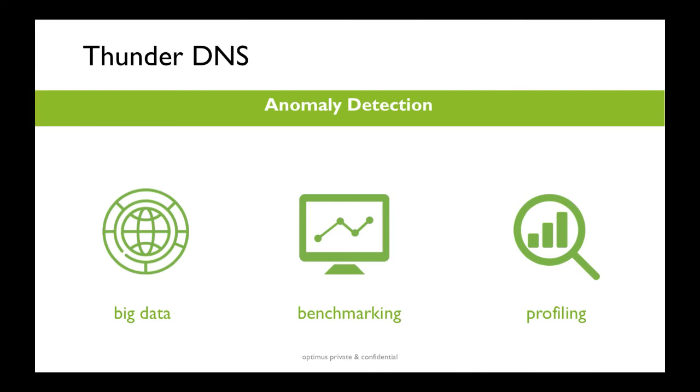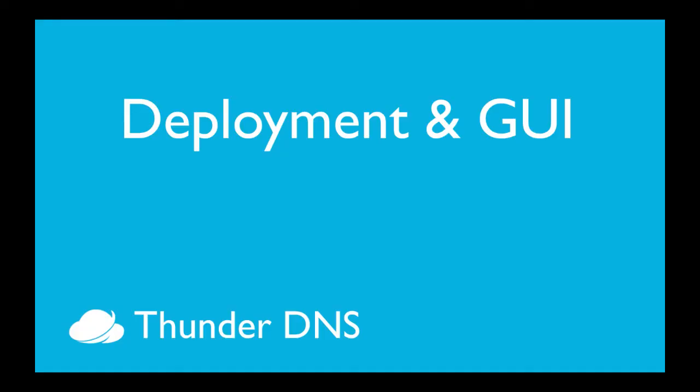We combine threat signatures from anomaly detection with other threat signatures we've obtained from external sources. Thunder DNS pushes updates to each server automatically. Auto updates ensure that each server has the latest threat signature definitions, as well as provide category updates on new domains. Let's move on to discussing typical deployment scenarios and do a walkthrough of our user interface.